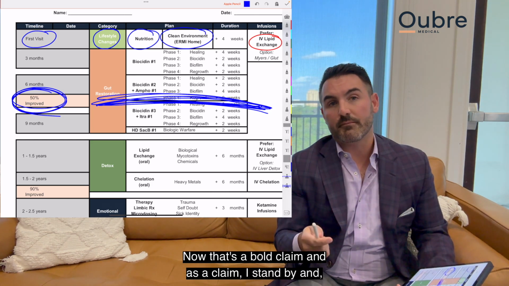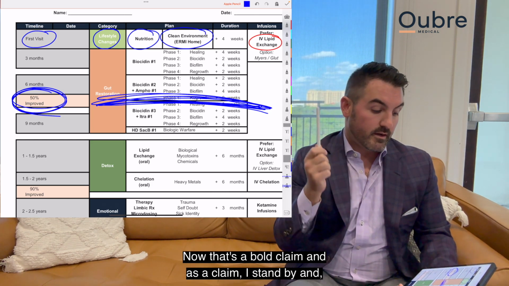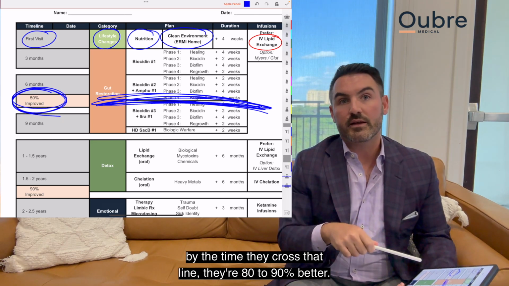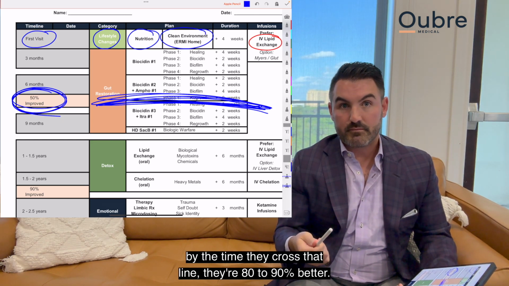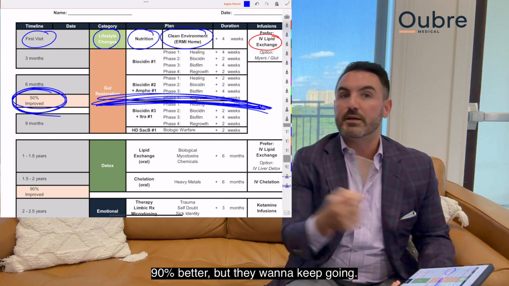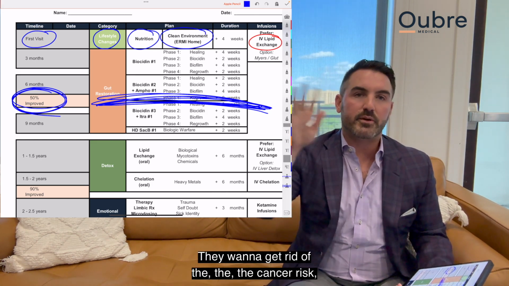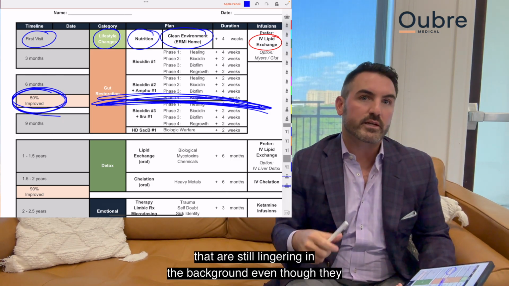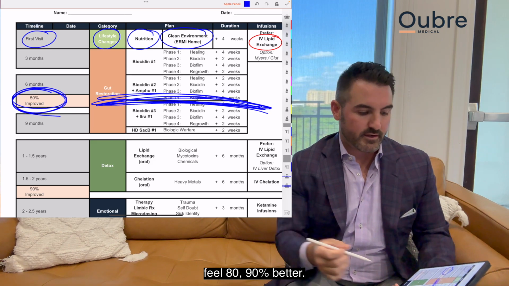Now, that's a bold claim, and it's a claim I stand by, and the idea is that most of our patients, by the time they cross that line, they're 80 to 90% better. We hold ourselves to 50% better, but most patients will say they're 80, 90% better, but they want to keep going. They want to get to the 100%. They want to get rid of the cancer risks, the dementia risks, the heart attack risks that are still lingering in the background, even though they feel 80, 90% better.